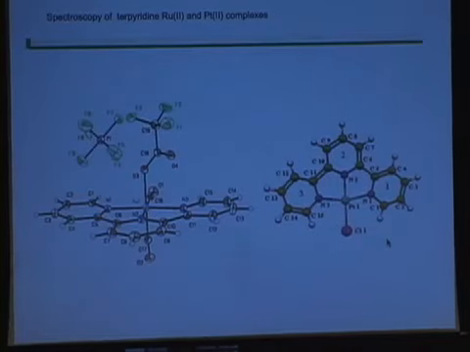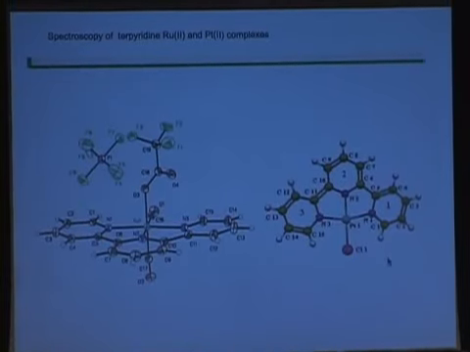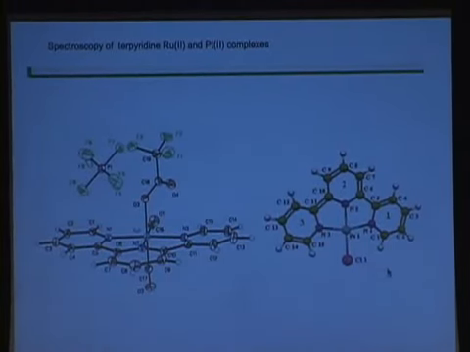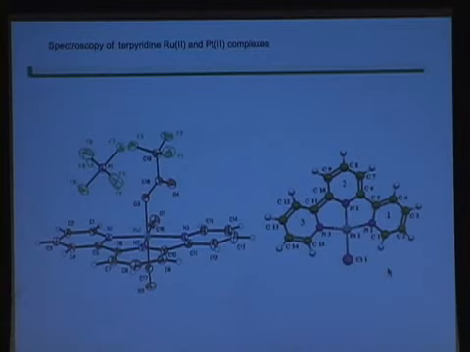So now there's something different. Using TDDFT formalism, we can also derive a Hamiltonian that very much resembles CI singles. And then by diagonalizing that Hamiltonian, we can calculate excitation energies and transition dipole moments to excited states, and compare with experimental spectroscopy. Here we studied the spectroscopy of terpyridine ruthenium-2 and platinum-2 complexes.